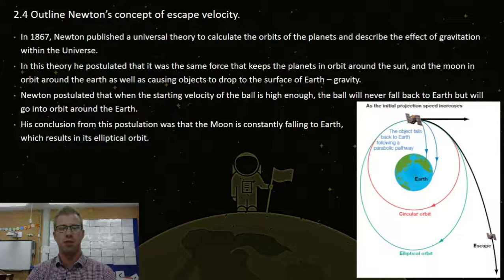His conclusion from this postulation was the Moon is constantly falling to Earth, which results in its elliptical orbit shown in the diagram on the right hand side. Okay? You do not need to draw that diagram or copy that diagram down. It is just there to give you an analogy about having a high enough starting velocity for it to go into orbit around any desired planet or Earth.